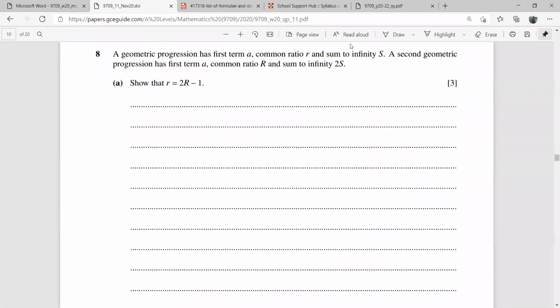Let's do that quickly. This should be our last question. A GP has first term A, common ratio r, and sum to infinity S. And a second GP has first term A and common ratio capital R, and sum to infinity 2S. Okay. So from the first one, I get S equal to A over 1 minus r. And from the second, I have 2S that is equal to A over 1 minus capital R. That is our formula for sum to infinity, that is A over 1 minus r.